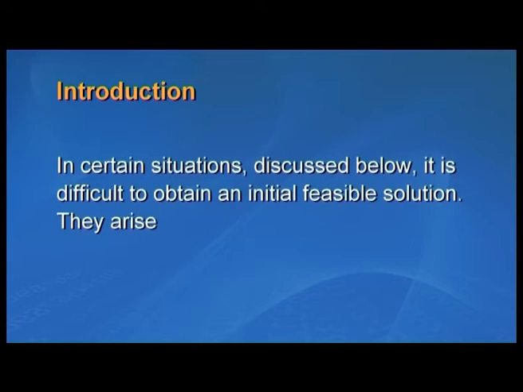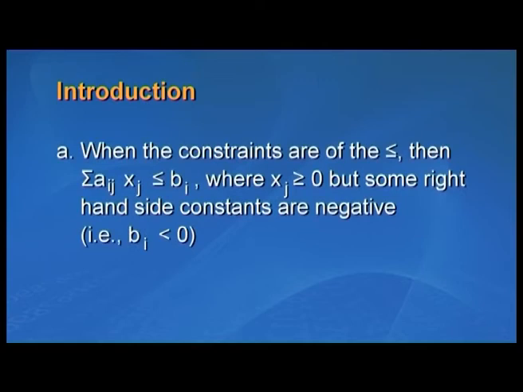Let us start with an introduction. In certain situations discussed below, it is difficult to obtain an initial feasible solution. They arise when the constraints are of the less than or equal to form, that is, summation aij xj is less than or equal to bi, where xj is greater than or equal to 0. But some right-hand side constraints are negative, that is, bi is less than 0.